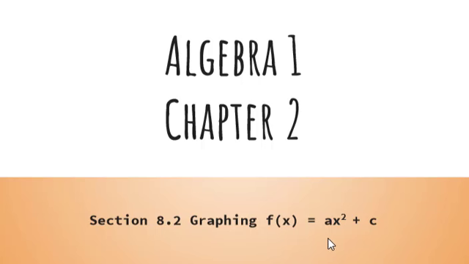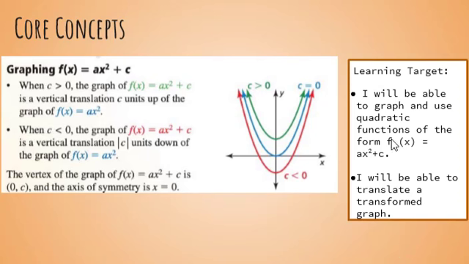Section 8.2 is graphing f of x equals ax squared plus c. So ax squared is what we looked at in section 8.1, and so now we're adding on another transformation that comes from this plus c. For your learning target, you will be able to use the graph of a quadratic function of the form f of x equals ax squared plus c, and you will be able to translate a transformed graph.